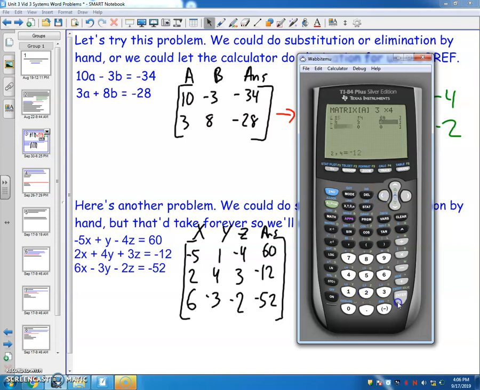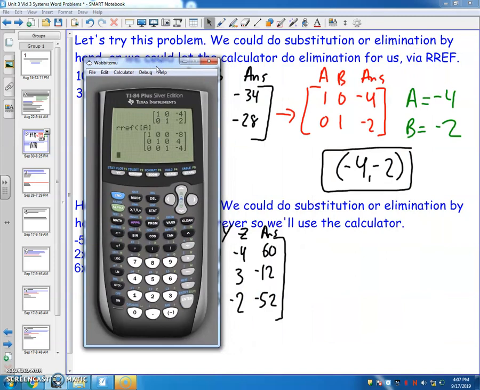-12. Then 6, -3, -2, -52. Then quit, second quit, back to second matrix, math, B, REF, second matrix A, calculates us this, so make sure you write it down. So 1, 0, 0, -8.